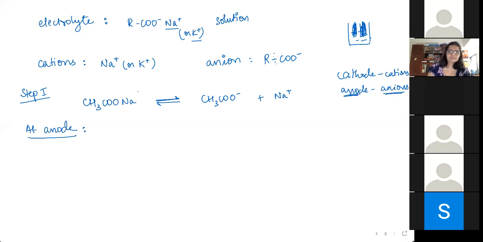So based on this, then you can figure out, अच्छा cations अगर इनके पास जा रहा है, मतलब this is a negative electrode. Anions have to get attracted to anode, मतलब this should be the positive electrode. Okay? So at anode, the anions are the ones that are going to migrate. So let's see what's happening at the anode. So this is step 2.